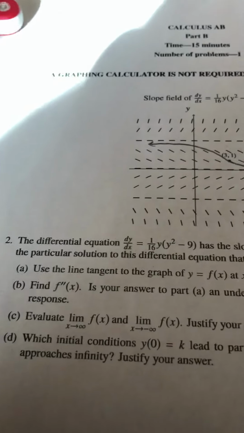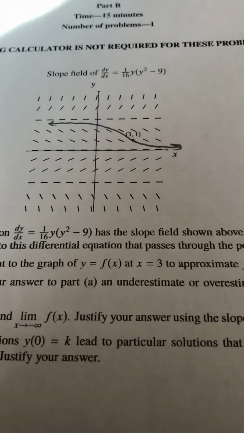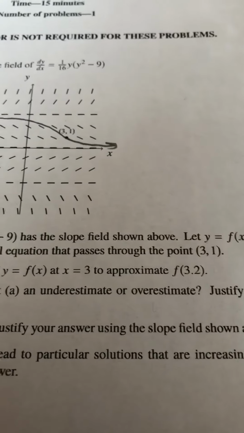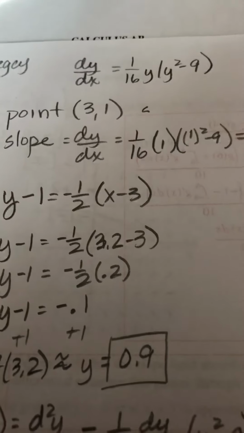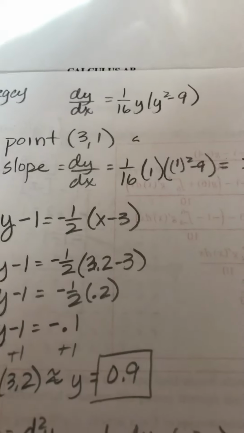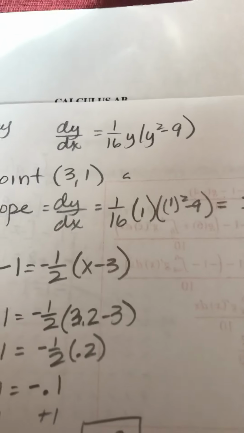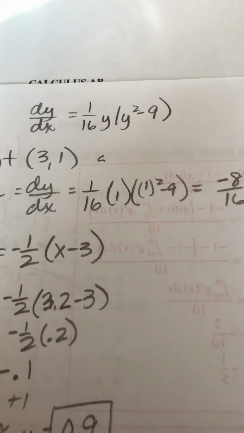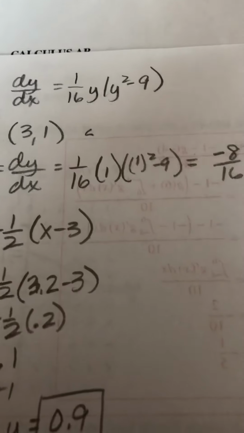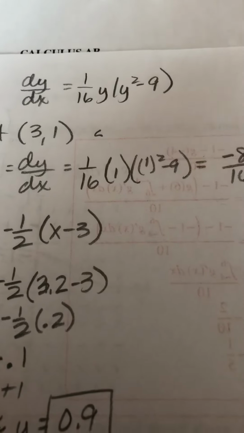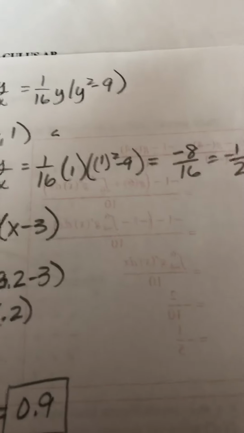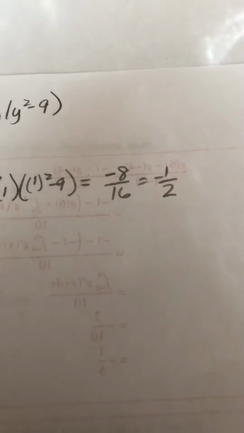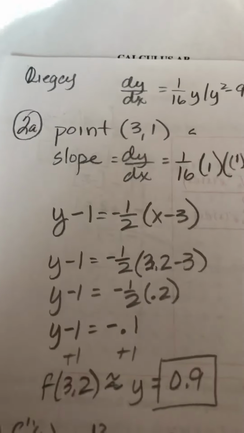So part A: use the line tangent to the graph at x equals 3 to approximate f of 3.2. So the point is (3, 1). We have to get the slope. Slope, remember, is dy/dx, and our dy/dx is 1/16 y times y squared minus 9. It's y, so you have to sub in your y values. A lot of you were using x values. You cannot make mistakes like that. Okay, sub in your y values. We get negative 8 over 16, or negative 1/2, is our slope.